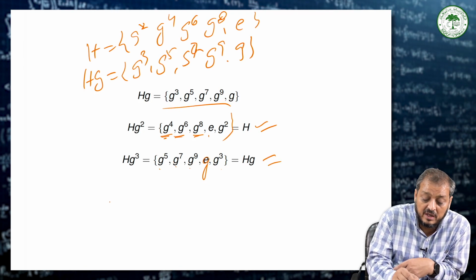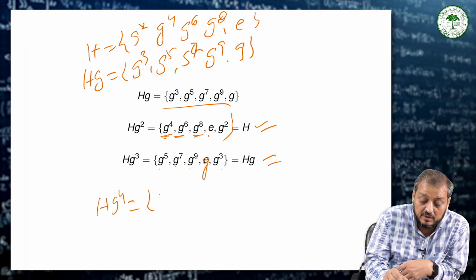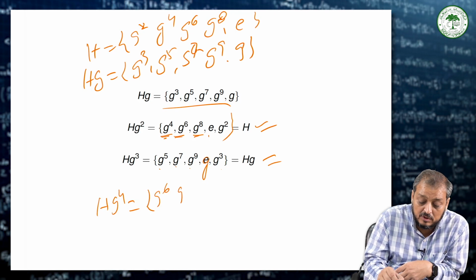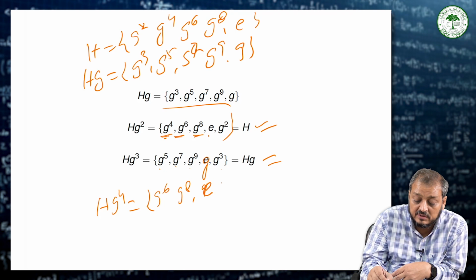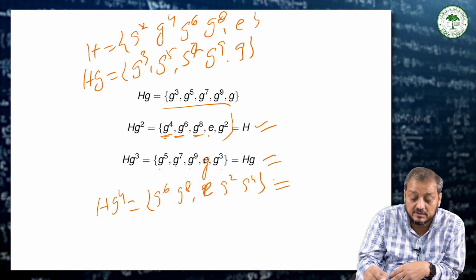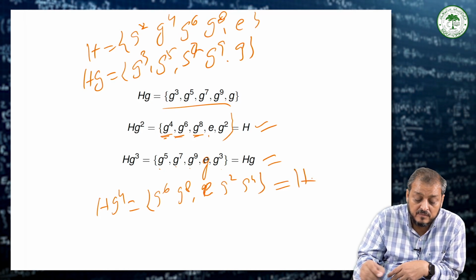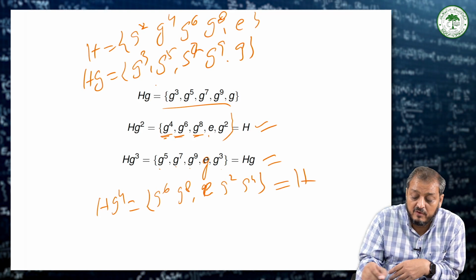If you take another, H of g to the power 4, then you have g to the power 6 and g to the power 8 and g to the power 10 equal to identity. And then g squared and g to the power 4, and again you get the same as H. So whenever the power is even, we get H.